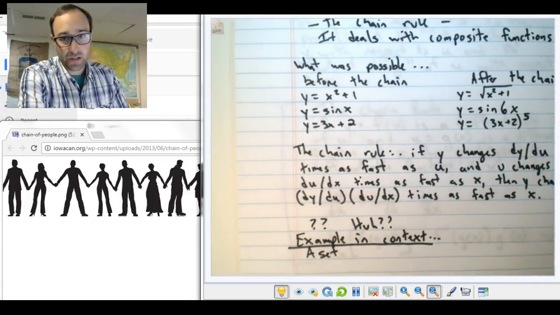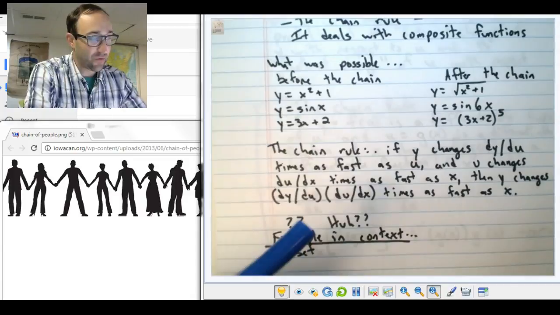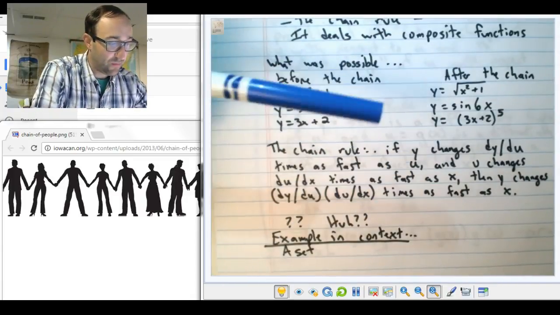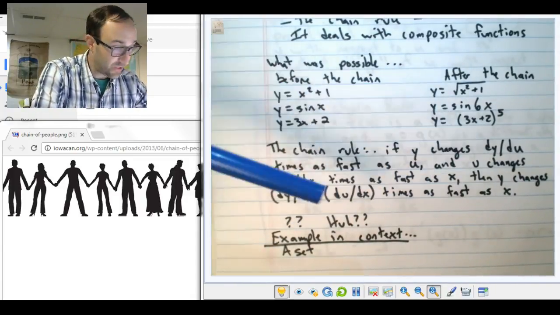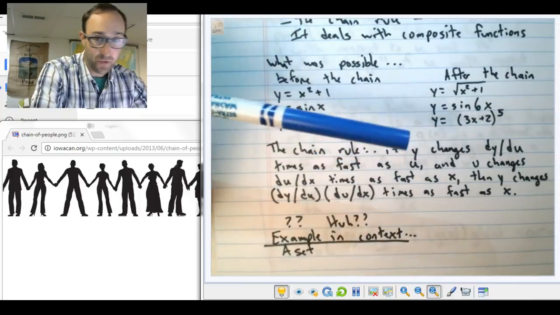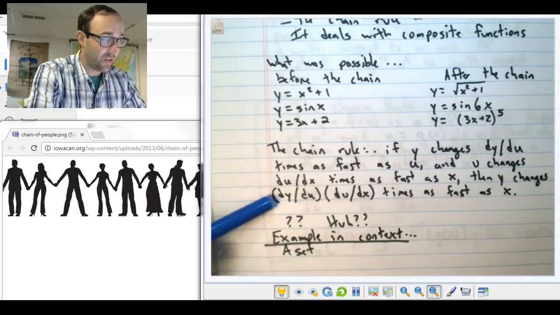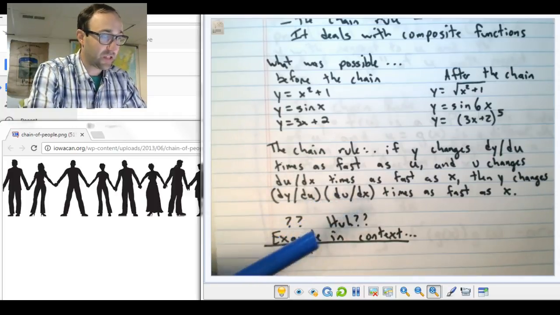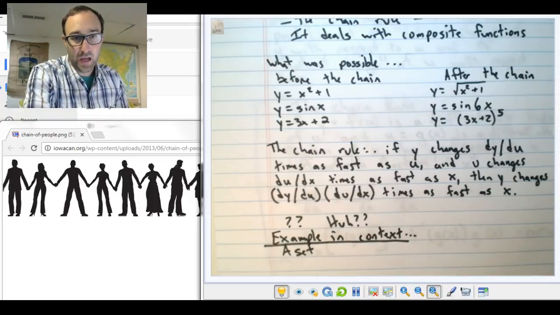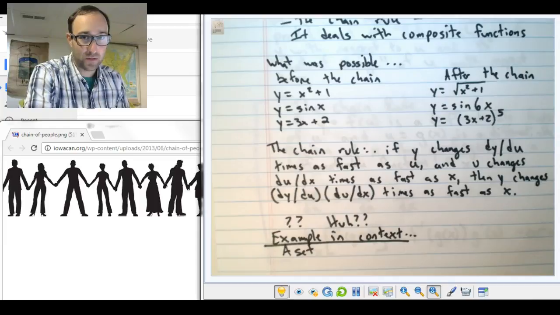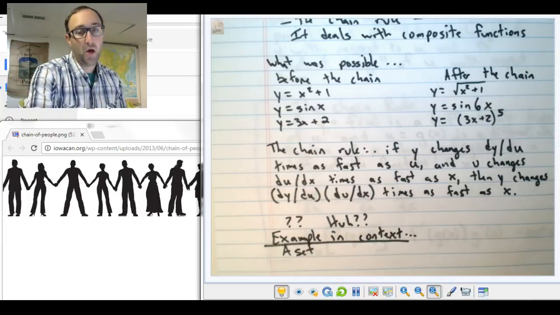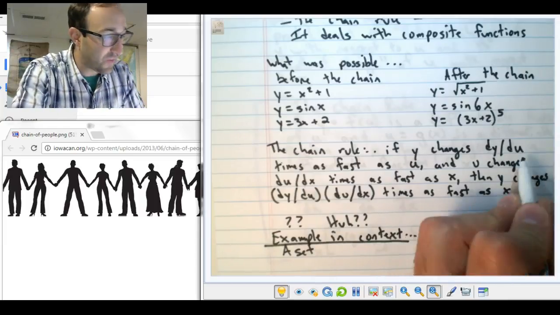Alright, so here is the chain rule in words. If y changes dy over du times as fast as u, and u changes du over dx times as fast as x, then y changes dy over du times du over dx times as fast as x. And you say, huh? What? Mr. Bartman, I don't get it. That doesn't make any sense. Okay, well that's alright. First let's just look at this thing real quick.